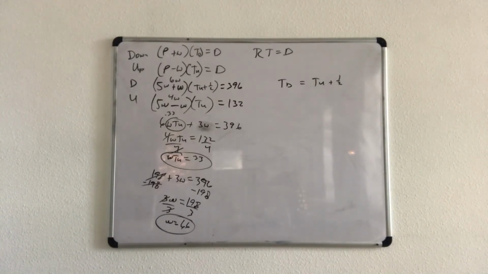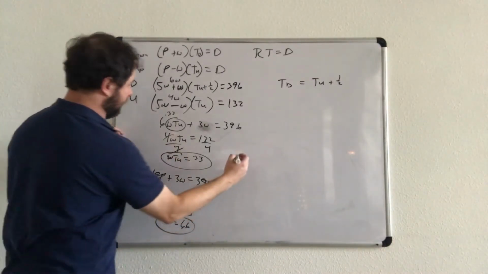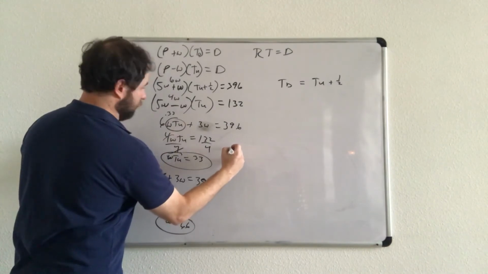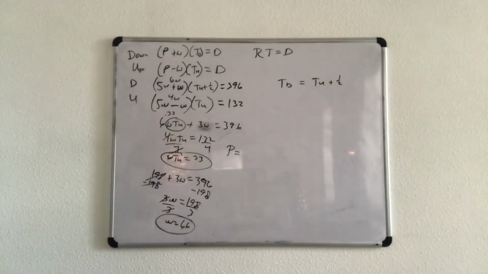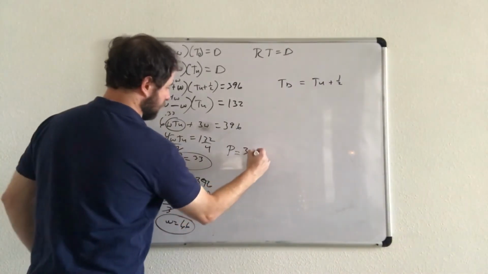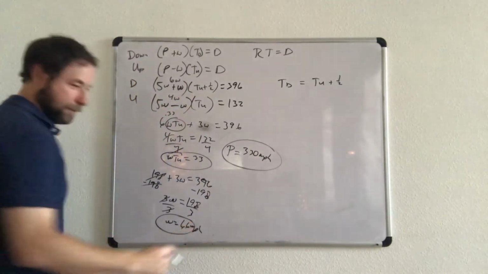Okay, so now that we have W, that is the speed of the wind, you simply multiply 5 times the speed of the wind. So then you get the plane, the wind is 66, the plane is 330 miles per hour. This is miles per hour also.